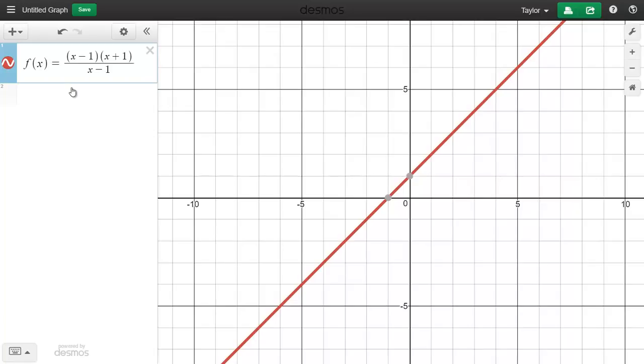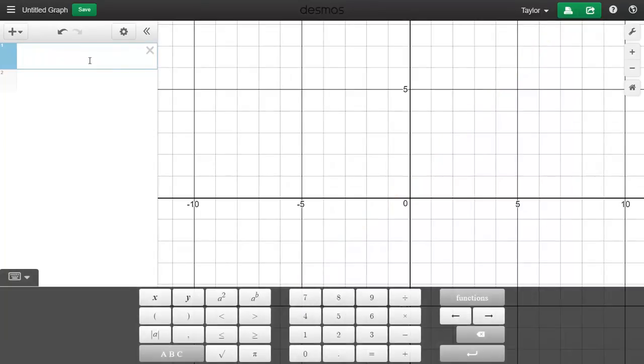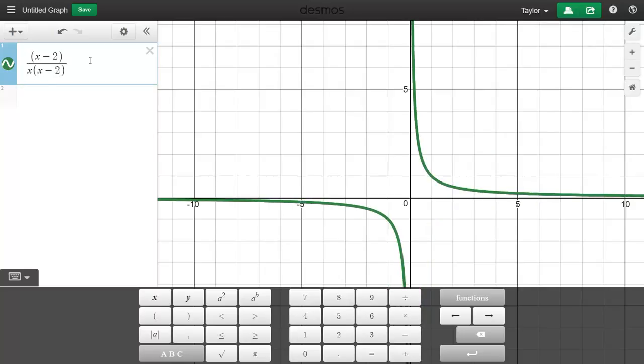And we'll see some of those. Actually, let's go ahead and look at one real fast. Let's say I have the function, here we go. I want a rational function, x minus 2 divided by x times x minus 2. Now, this looks very similar to 1 over x.